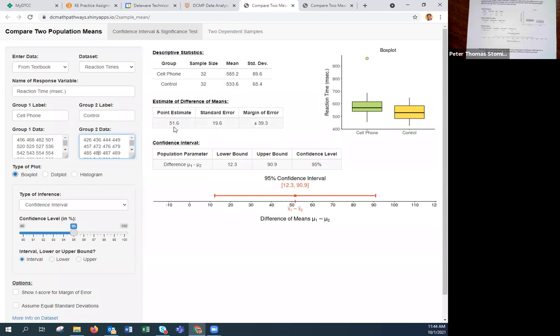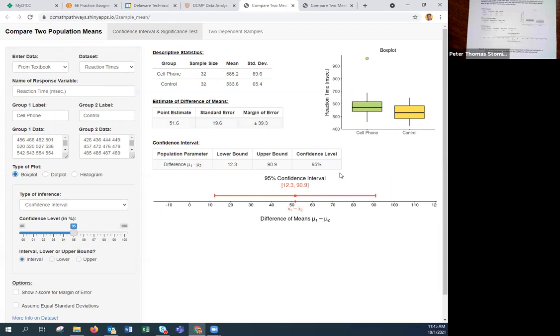So the confidence interval is going to be calculated as the point estimate. Again, the point estimate is the difference in the sample means. It's sample mean 1, 585.2 minus sample mean 2, 533.6, which produces a difference of 51.6 milliseconds between the 2 groups, plus and minus the margin of error. So 51.6 minus, we always do the minus first, 39.3 gives us 12.3. And 51.6 plus 39.3 gives us 90.9.